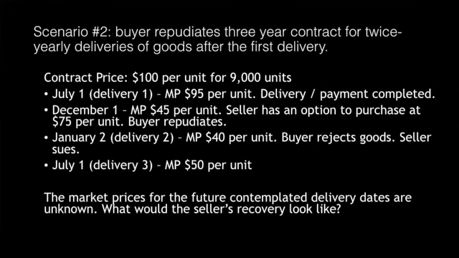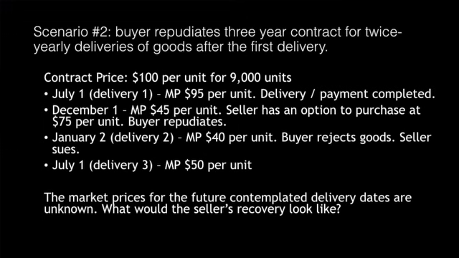But by December 1st, the price plummeted to $45 per unit. The buyer repudiated on that date. At this point, the seller had a forward contract with an option to purchase 1,500 units for the next installment at $75 per unit and had no other goods or forward contracts. On the date for the next delivery, which is January 2nd, by which time the market price had now dropped to $40 per unit, the buyer rejected the second installment and said he would take no more deliveries.